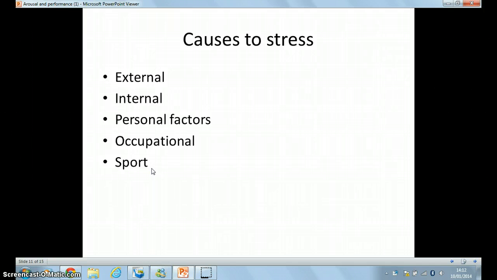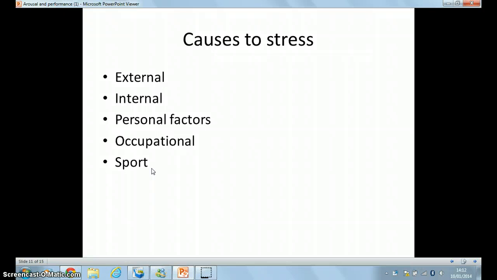The next one is internal. These are the things that happen in your head, so the past events or previous injuries. So for example, if you've broken your leg before, you will refrain from going in for big tackles again because you don't want to break your leg again.